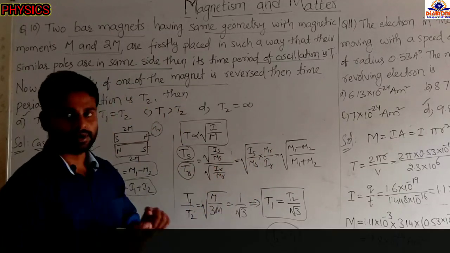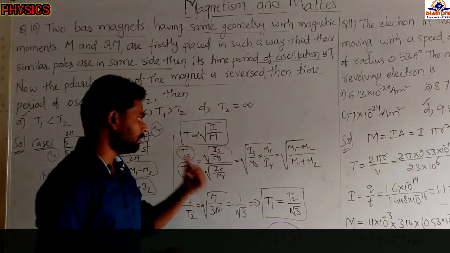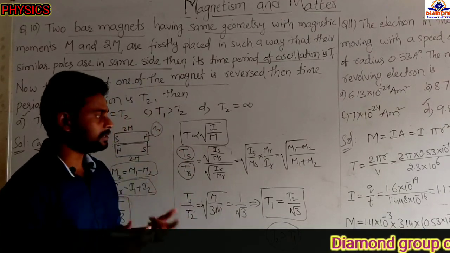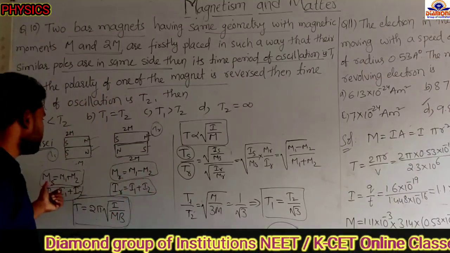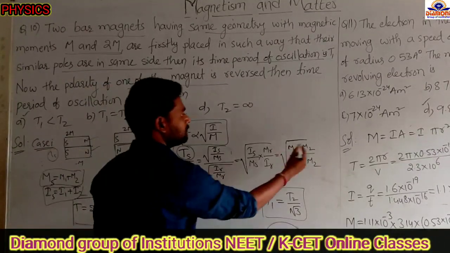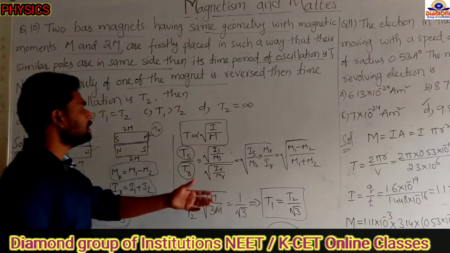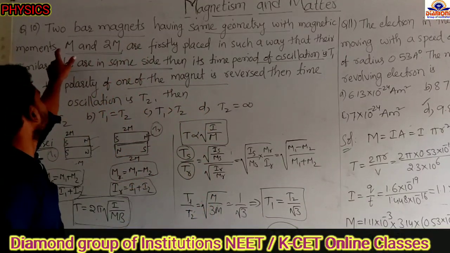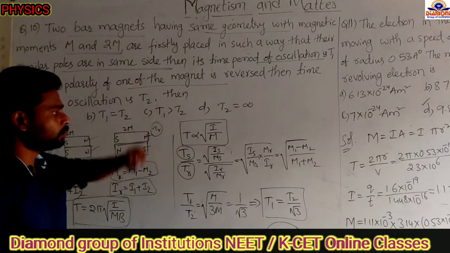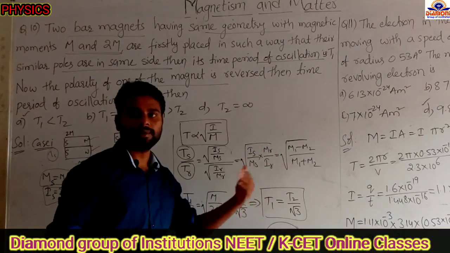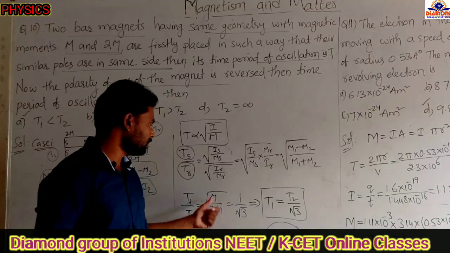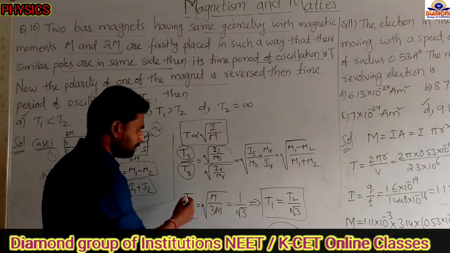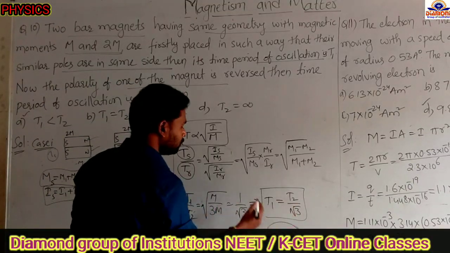Mr is the magnetic moment if polarities are reversed, and Ms is the magnetic moment if polarities are on the same side. So reversed is m1 minus m2, and same side is m1 plus m2. So m1 minus m2 by m1 plus m2. They have given the magnetic moments: one magnet is m, the other magnet is 2m. m1 minus m2 is 2m minus m, and the sum is m plus 2m, which is 3m. So m cancels and we get 1 by root 3. So from this T1 equals T2 by root 3.